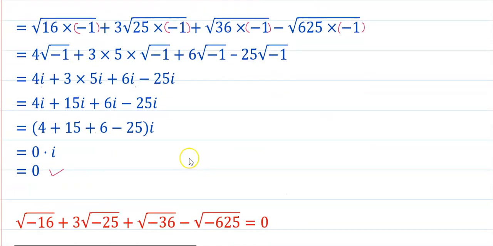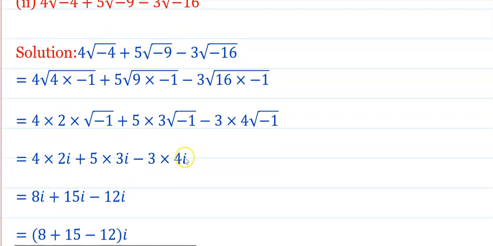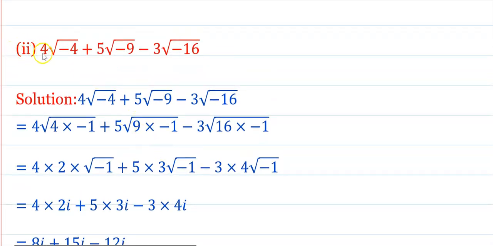Okay, now the next, second question. 4 root of -4 plus 5 root of -9 minus 3 root of -16. Again this can be written as 4 root of 4 into -1, plus 5 into root of 9 into -1, minus 3 root of 16 into -1.